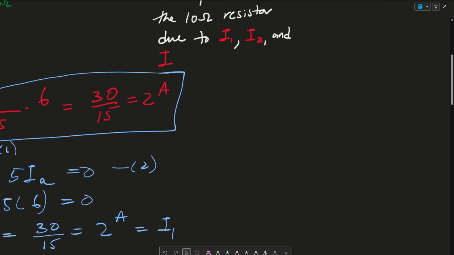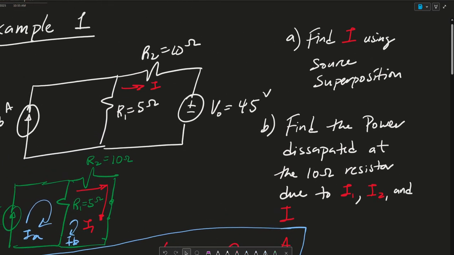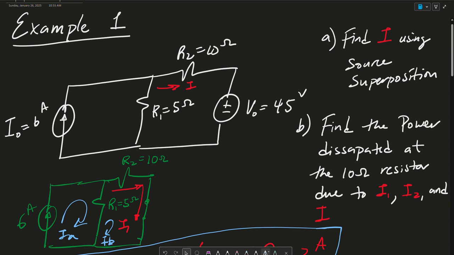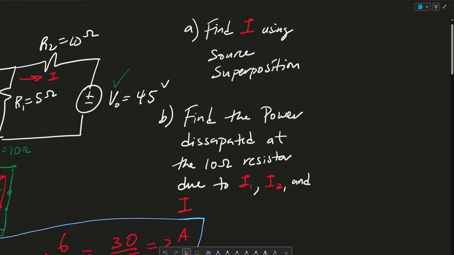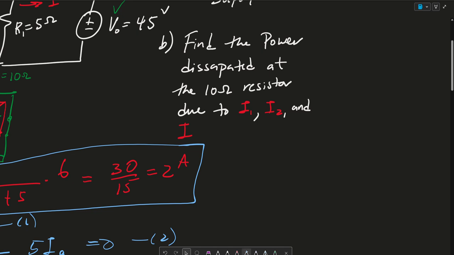So for I2, we need to redraw the circuit, but this time around, we need to open circuit this. Zero current means it's an open circuit, and then do some circuit analysis with the V0 equals 45 volts. So let's go ahead and draw that circuit now. We see that that circuit will look something like this.